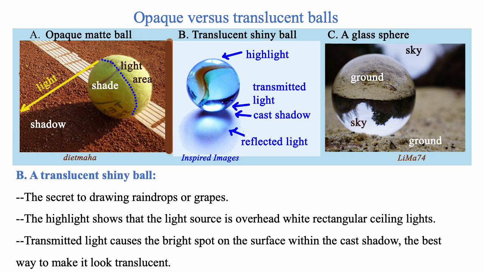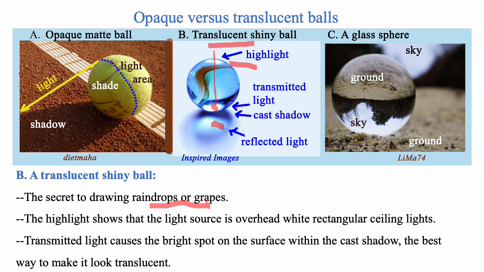A translucent shiny ball is the secret to drawing raindrops or grapes. Let's start with the highlight, which looks like rectangular shapes. They're from overhead lights, ceiling lights that are also rectangular. And the light travels straight through to the bottom and then to the surface where it reflects to our eye.